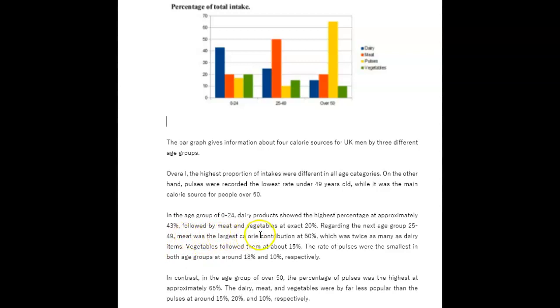So meat was the largest calorie. How about this? Contributor. That would have been a right word here. That's even better. Meat was the largest calorie contributor at 50%. Good. Which was not twice as many. Careful, because we're not talking about something countable here. We're talking about percentages here, which aren't really countable. So it's twice as much as dairy items. All right, that's a nice way of doing it. Good.